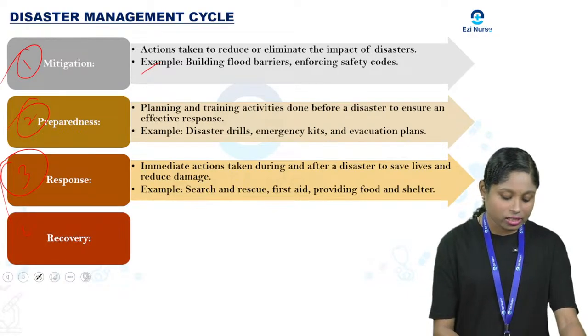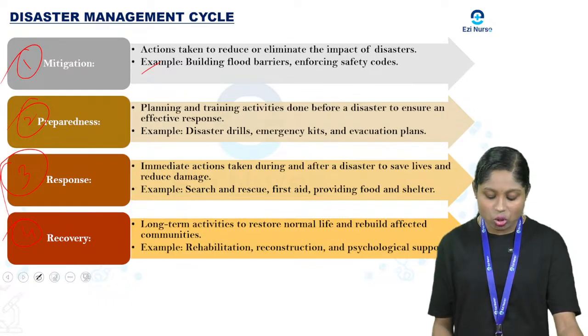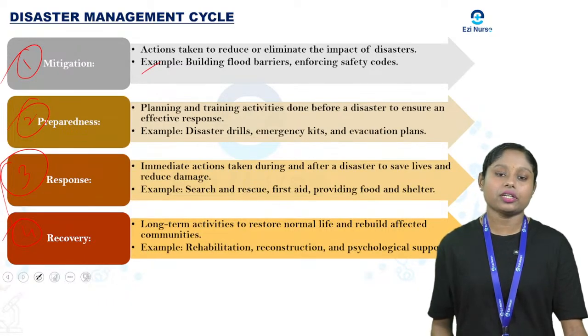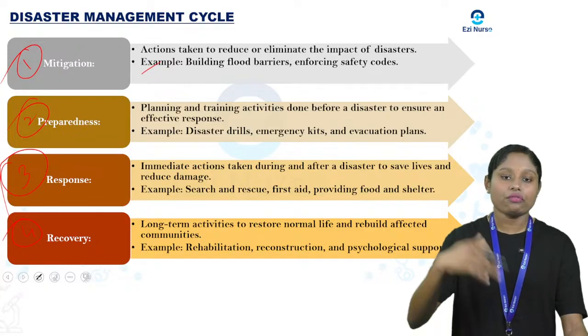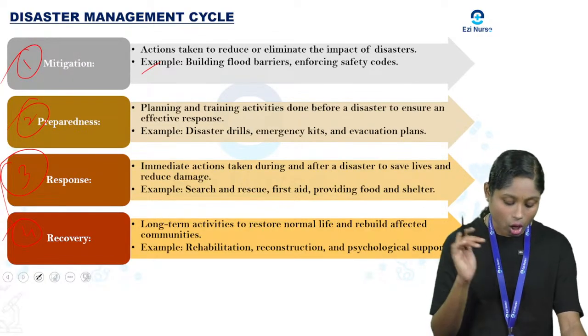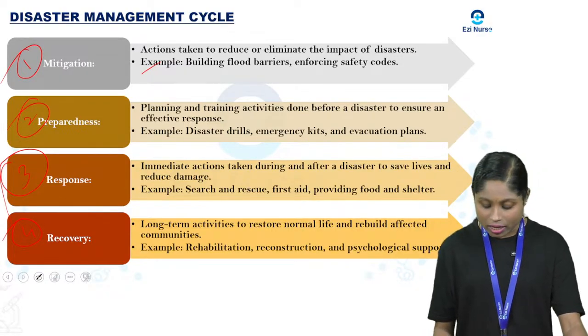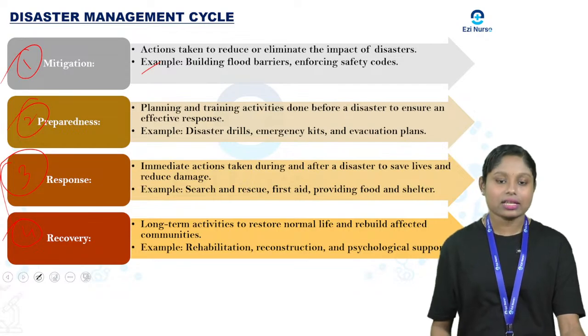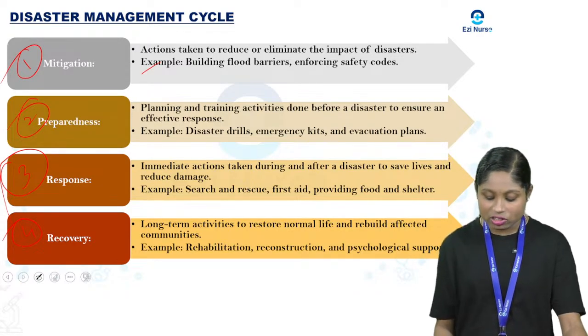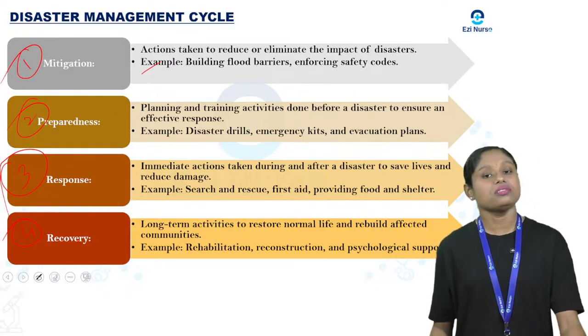The fourth step is recovery. Long-term activities to restore normal life and rebuild affected communities. After that, we come back to normal. That is what is called recovery. Examples: rehabilitation, reconstruction and psychological support. So this is the disaster management cycle.